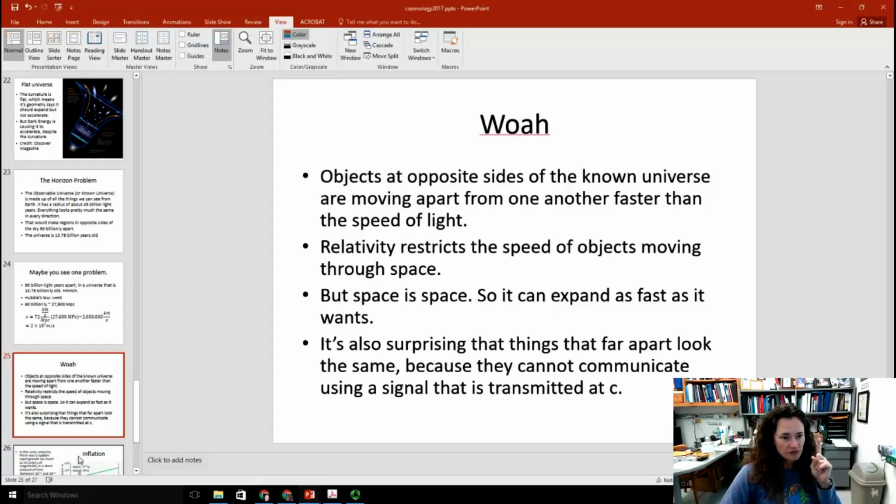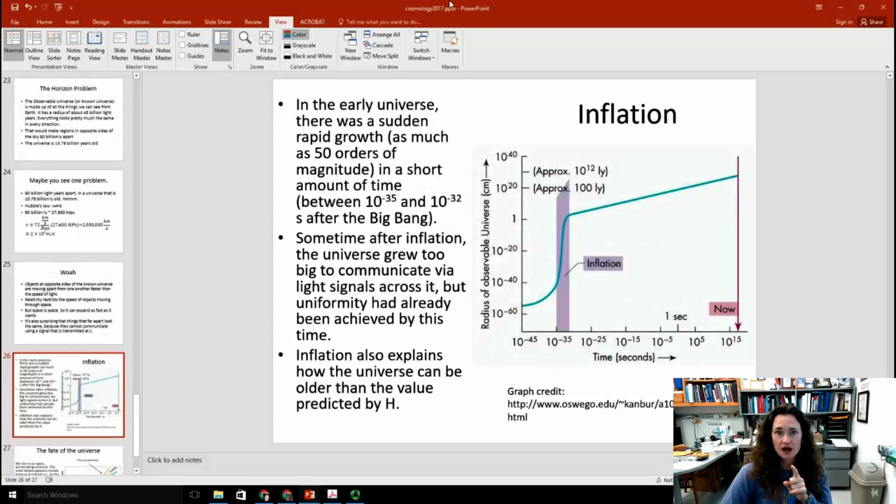Well, this idea is sort of explained by a theory right now that's called inflation, okay? The idea of inflation is this. In the early universe, there was a sudden rapid growth, as much as 50 orders of magnitude, in a short amount of time between 10 to the minus 35 and 10 to the minus 32 seconds after the Big Bang. Okay? So in other words, everything was kind of all together, and because it was all together, it was close together so it could all talk. But then at some point, it expanded really fast by a bunch.